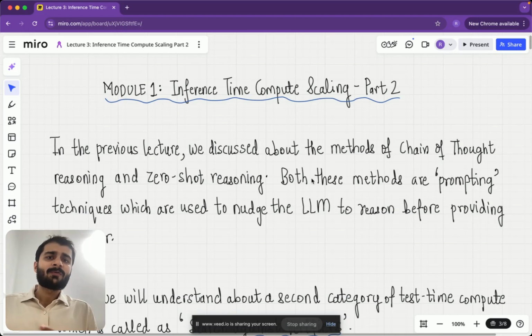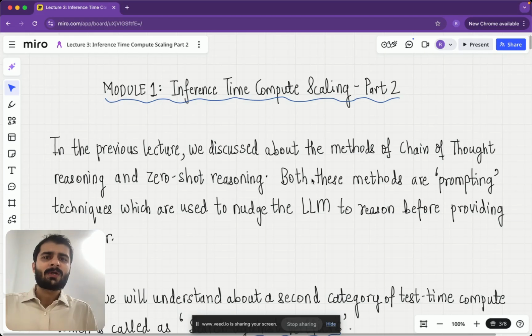Remember that in the chain of thought reasoning, we saw that for bigger models, the chain of thought reasoning performed much better compared to smaller models. And we saw this using a practical demo on Google Colab as well.